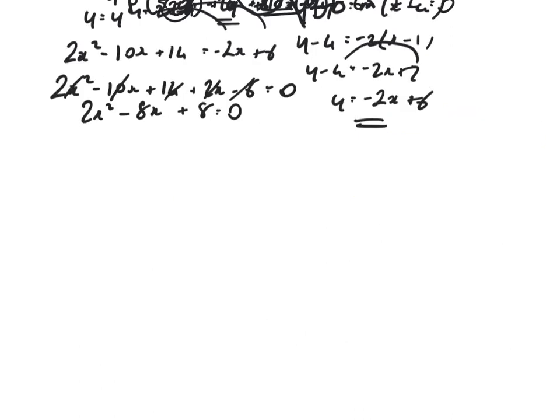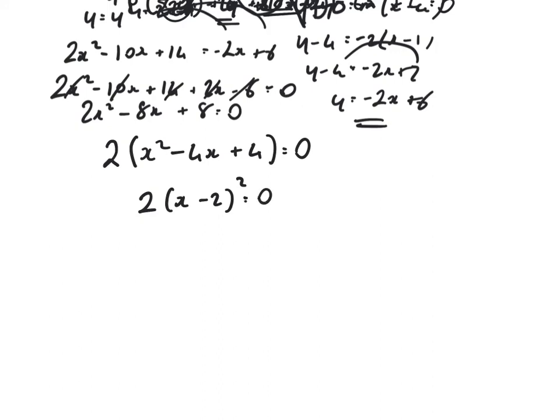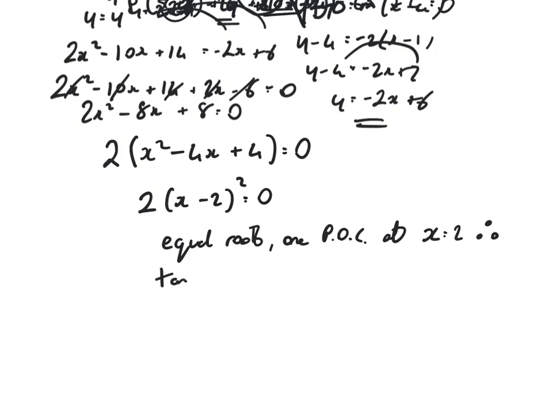Now we can prove that tangency exists by employing the discriminant to get a value of 0, or we can factorise to get equal roots. So we're going to go down the line of trying that. Take out a common factor, which is 2, so that's 2(x² − 4x + 4) = 0. That's 2(x − 2)² = 0. Equal roots, one point of contact, x = 2, therefore tangency exists. We can see that the x = 2 comes from moving the −2 across from the equal sign.